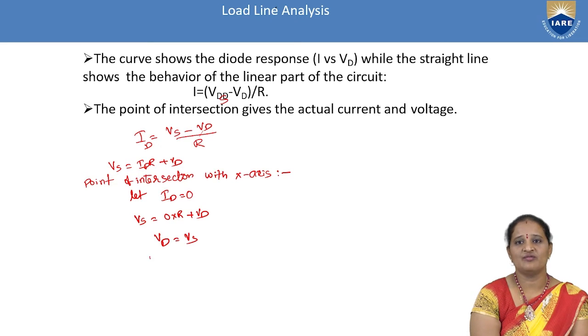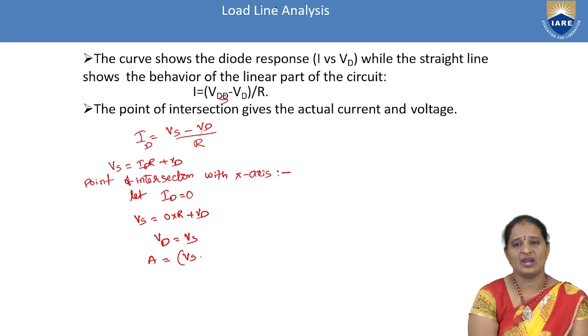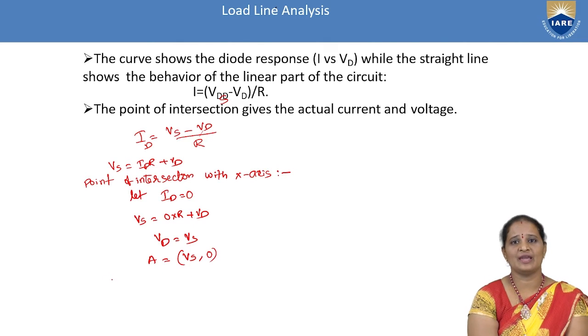So here we can locate a point A in which the x-coordinate value is Vs, whereas the y-coordinate value is 0. This is point A.